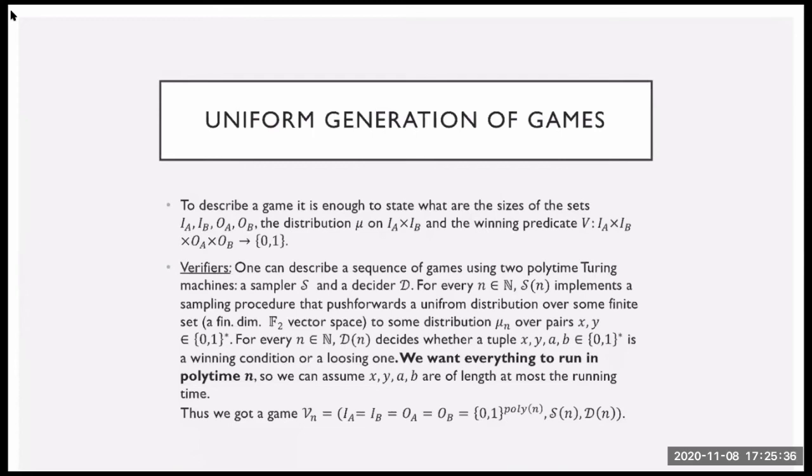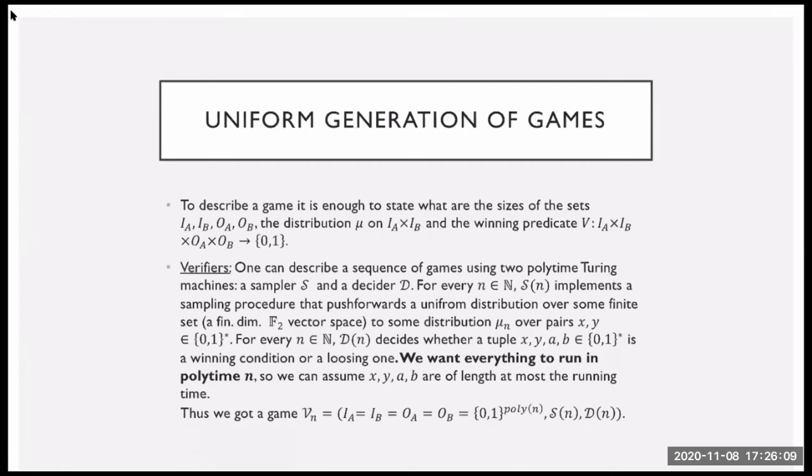Let's recall the following. What is a game? A game is 4 sets, so if for any input n you need to output a game, you need to explain to me what the sets are. You need to explain to me how to sample the probability mu over IA times IB. And you need to explain to me how to evaluate the winning predicate, the function that for any quadruple decides whether this is a winning condition or a losing condition.